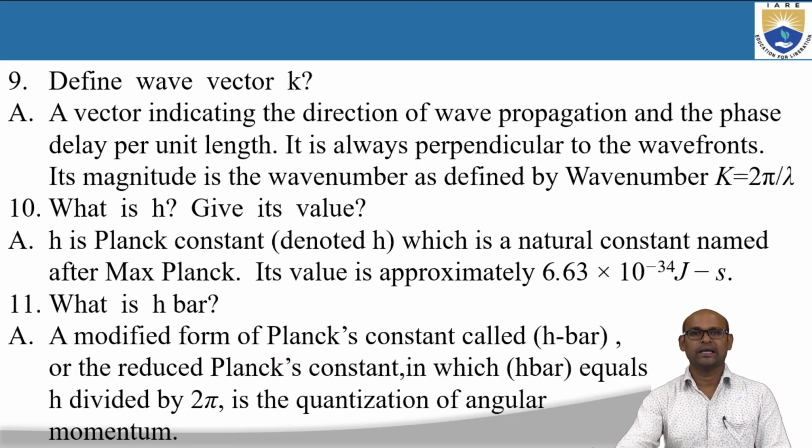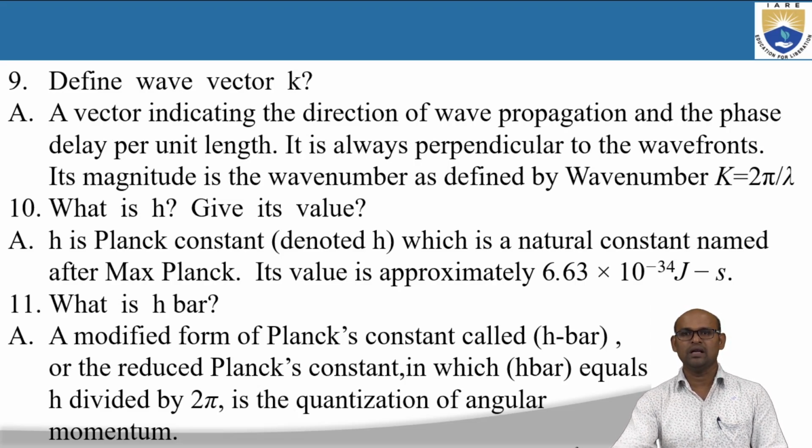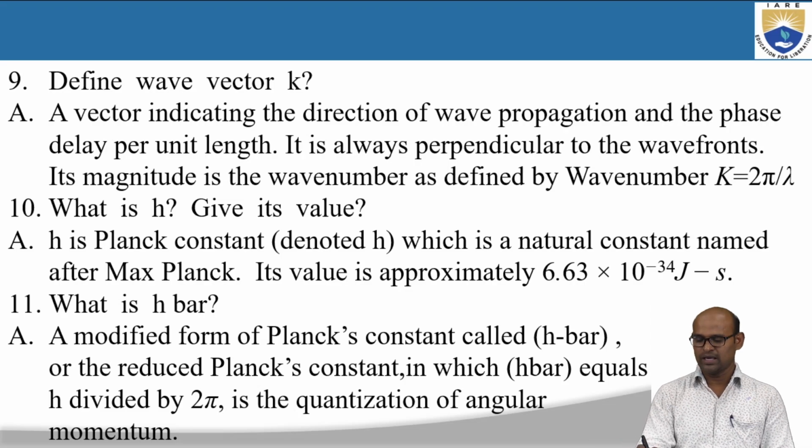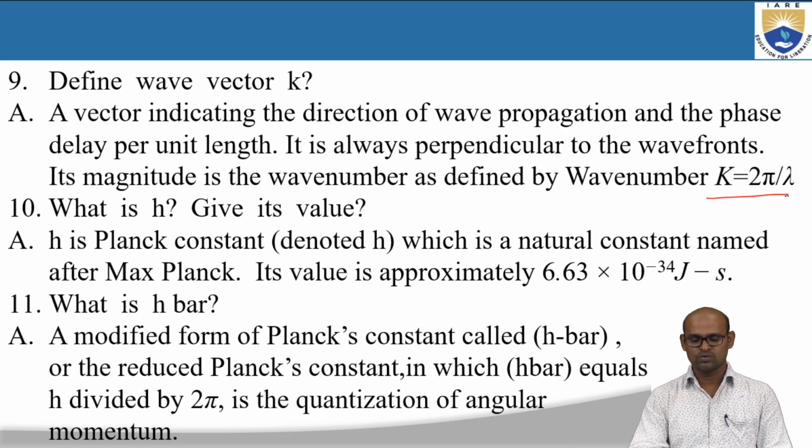Define wave vector k. A vector indicating the direction of wave propagation and the phase delay per unit length is the wave vector, and it is always perpendicular to the wave fronts. Its magnitude is the wave number, defined by k is equal to 2 pi by lambda. So this is the wave vector k, which is 2 pi by lambda. Lambda is the wavelength.